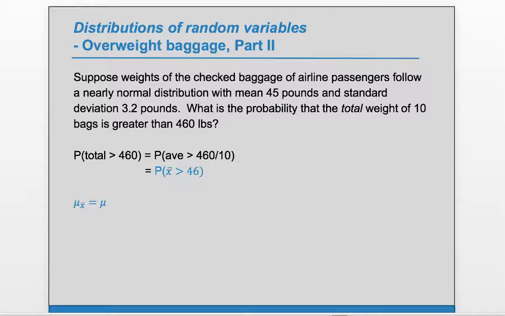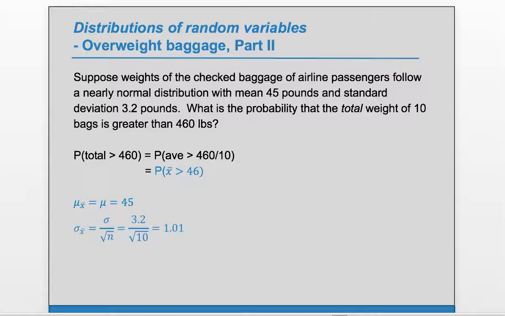And so we're going to need the mean and the standard deviation for the average. We know the mean is just the mean of the original population. That's given as 45. When we're dealing with a sample average, we divide the original standard deviation by square root of n. So here we're going to have the 3.2, the standard deviation of the population, divided by the square root of our sample size, 10. That gives us 1.01.